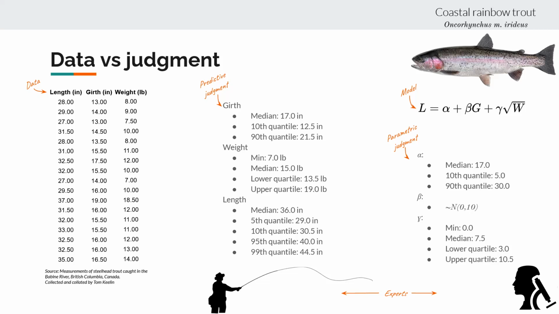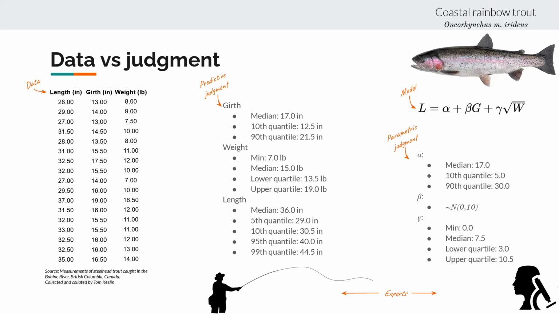You can plug it into the model, you can do a lot with it. Then we ask a fisherman to actually describe his experience from the past. What does he expect to see in the next caught fish? It's sort of like describing the typical fish that you can find in this river. And he can give us these predictive judgments. And the reason they're predictive is they're describing the next observation.